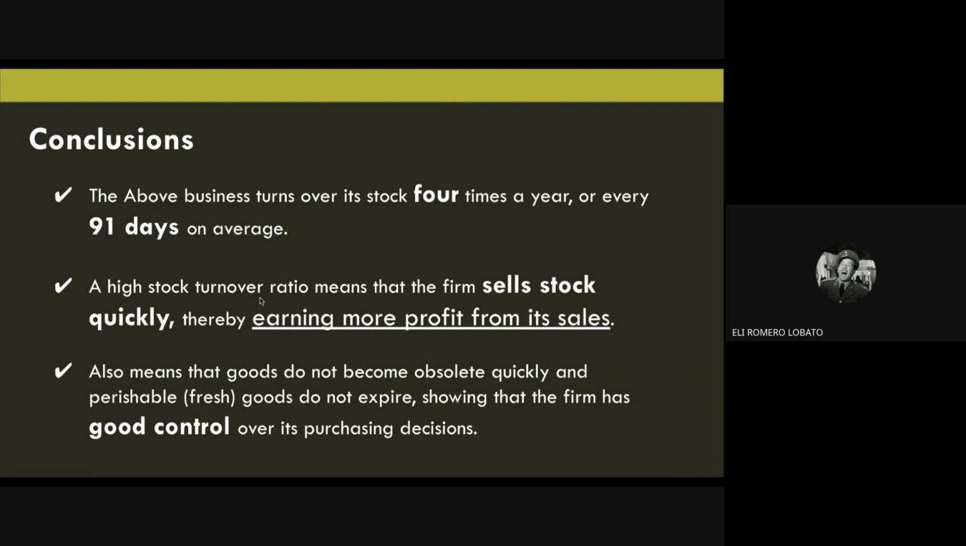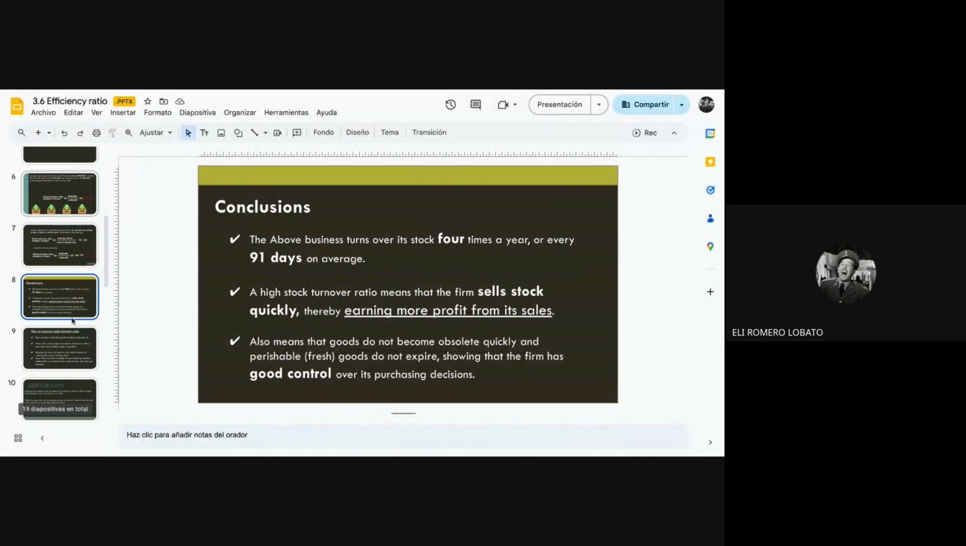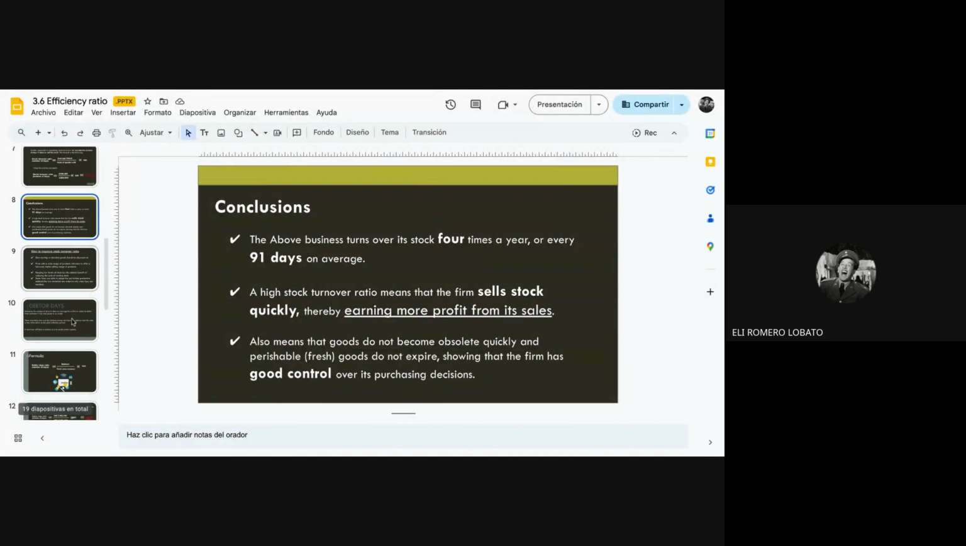A high stock turnover ratio means that the firm sells stock quickly. This is really good, thereby earning more profit from its sales. It also means, in this example, that goods do not become obsolete quickly or perishable. Okay, goods do not expire, showing that the firm has good control over its purchasing decisions. This is how this works, okay?